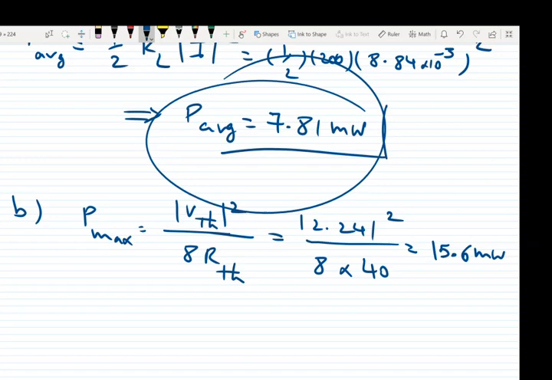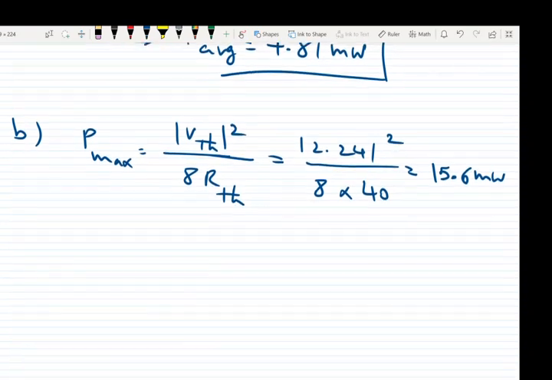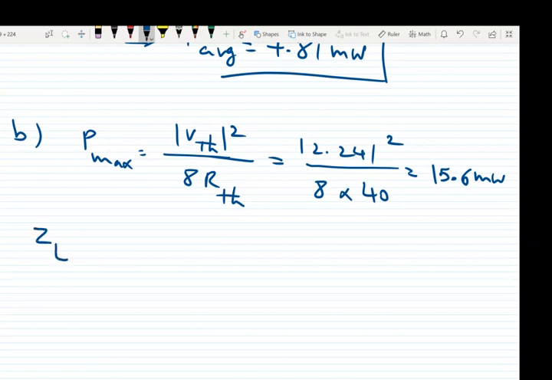milliwatt. So how can we get the maximum power, under which conditions? We know that the load should be the conjugate of the Thevenin impedance. So in order to have the maximum power, ZL should be the conjugate of Z Thevenin. Z Thevenin, we know that it is equal to 40 minus J80, so ZL should be 40 plus J80.